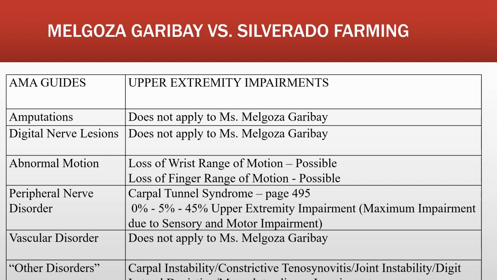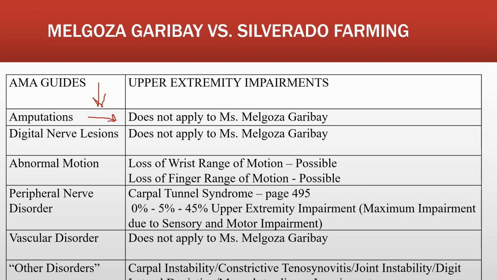Okay, so here in the left-hand column, these are the upper extremity impairments that are described in the AMA guides. The AMA guides describe amputations, digital nerve lesions, abnormal motion, in this case motion of the wrist and the hand, peripheral nerve disorders, vascular disorders, other disorders, and also, not shown on this table, I believe, impairments due to loss of strength. That must have been cut off in this chart. Well, anyway, let's see.